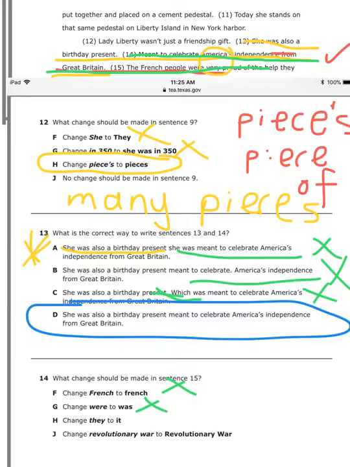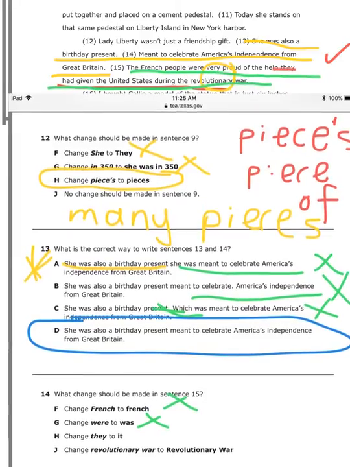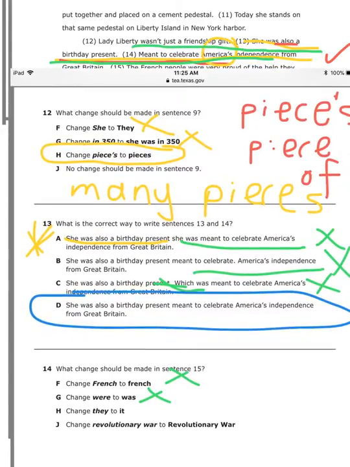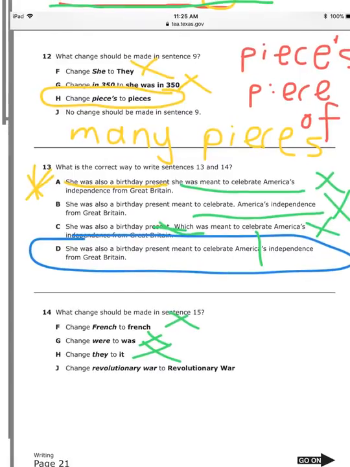Change they to it. The French people were very proud of the help they had given to the United States in the Revolutionary War. No. The French people is plural, so no. Revolutionary War, guess what? Revolutionary War is actually a name, so this is the correct capital letters. Independence Day, capital letter. All the holidays, capital letters, countries, capital letters, cities, capital letters, all the names of people, places, or things. Okay? In this case, Revolutionary War, Independence Day, 4th of July, those go with capital letters always.